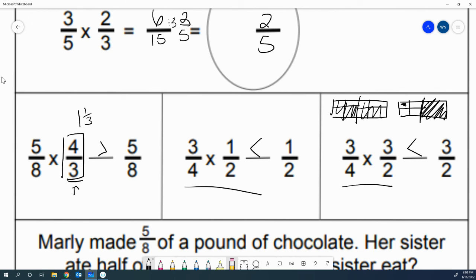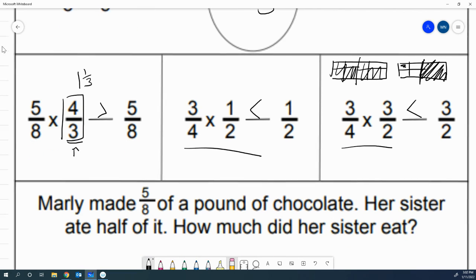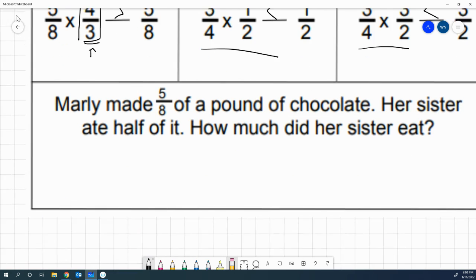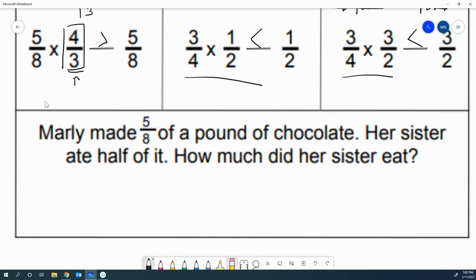Let's go ahead and move on to the next one. Don't panic about comparing if you still don't understand it. We are going to take an entire day next week to work only on comparing. All right, this last one is a challenge, but I'm curious to see how you do with it.